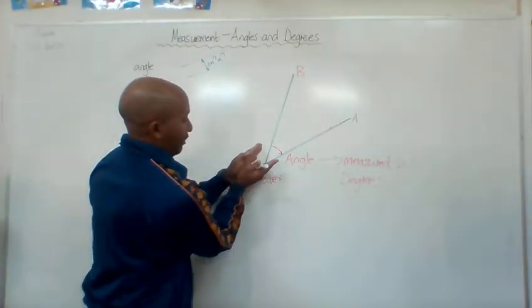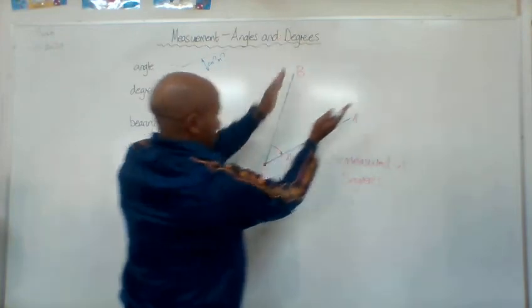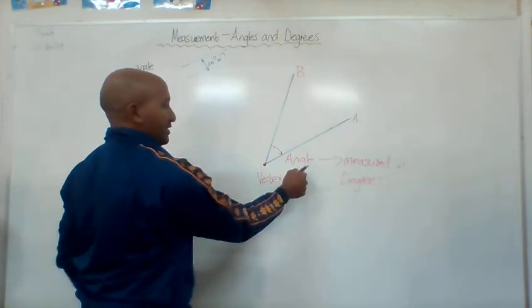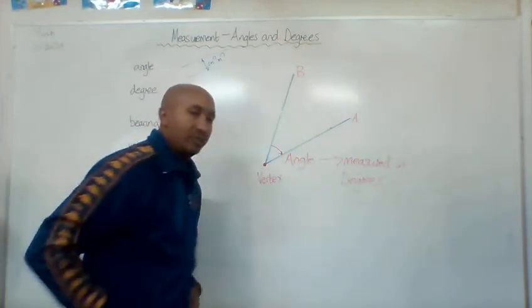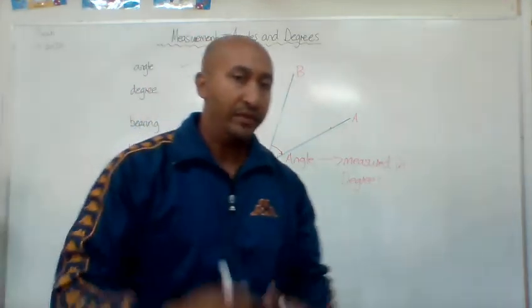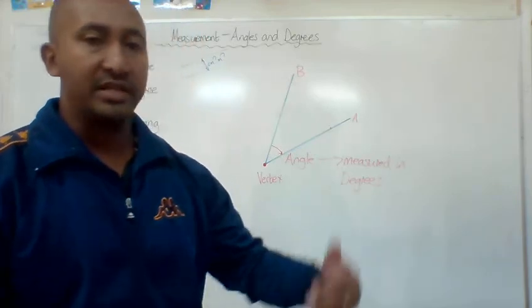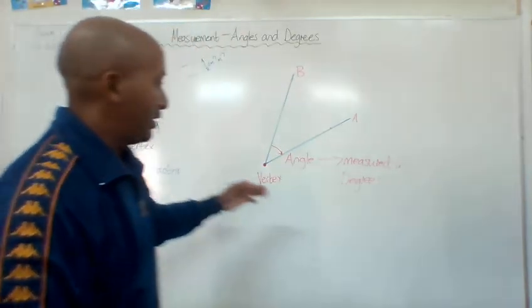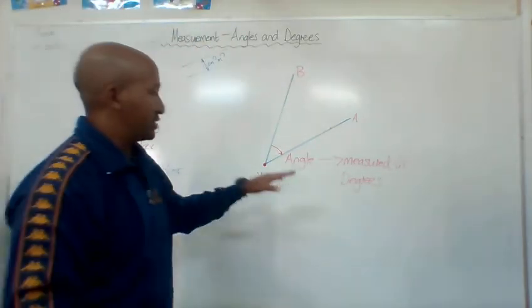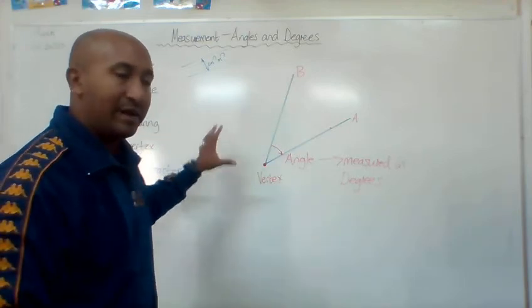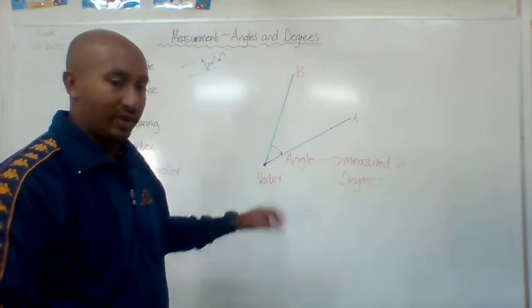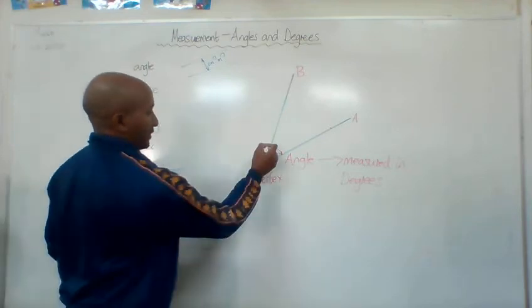It doesn't matter how far apart these lines go or how close they come together. The angle and the degrees that you will measure will always be the same. And this is exactly what we're looking for in maths: something that is predictable and something that is repeatable. So when we're measuring, it is important to note that there is a finite amount of degrees that you'll ever find.